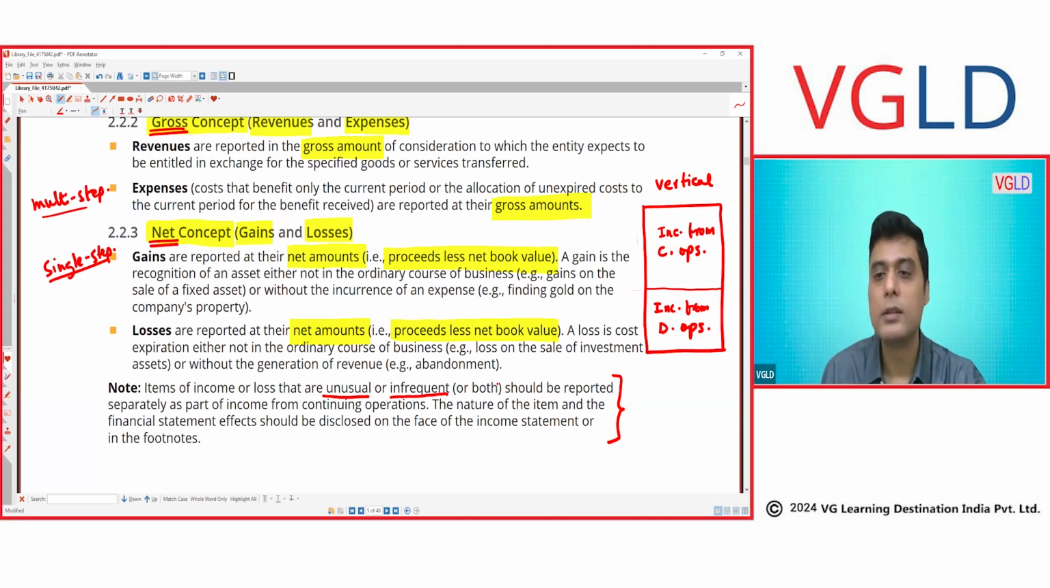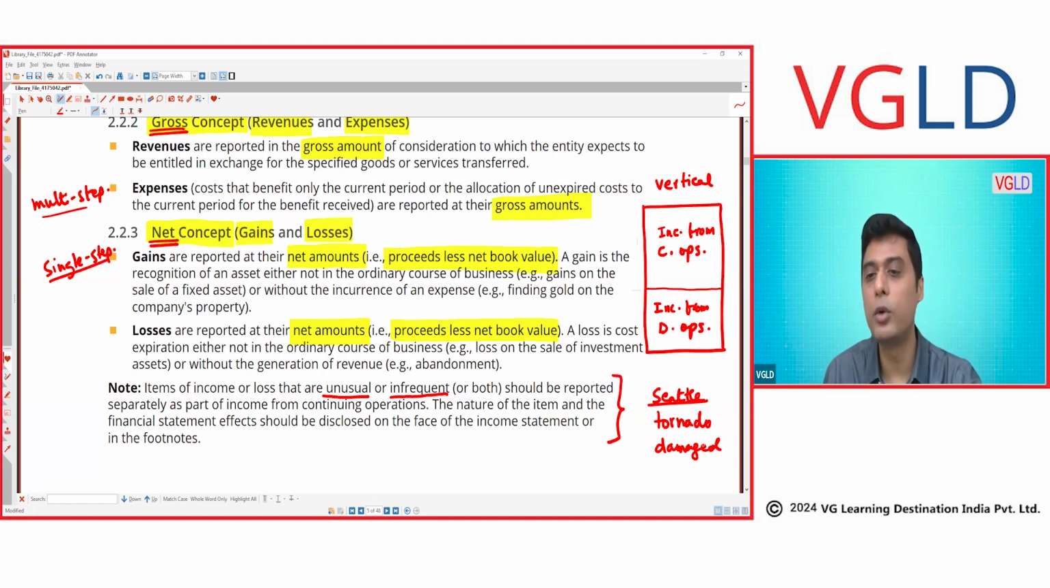Example, suppose there was a tornado in your factory. Suppose your factory is situated in Seattle, and there was a tornado, and this tornado damaged your factory. It completely damaged your factory. So there were huge losses.